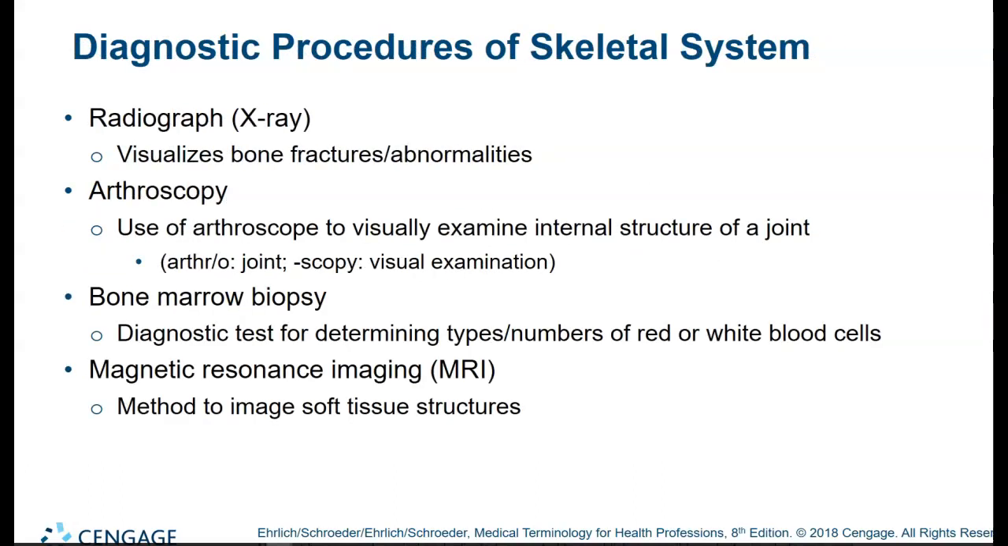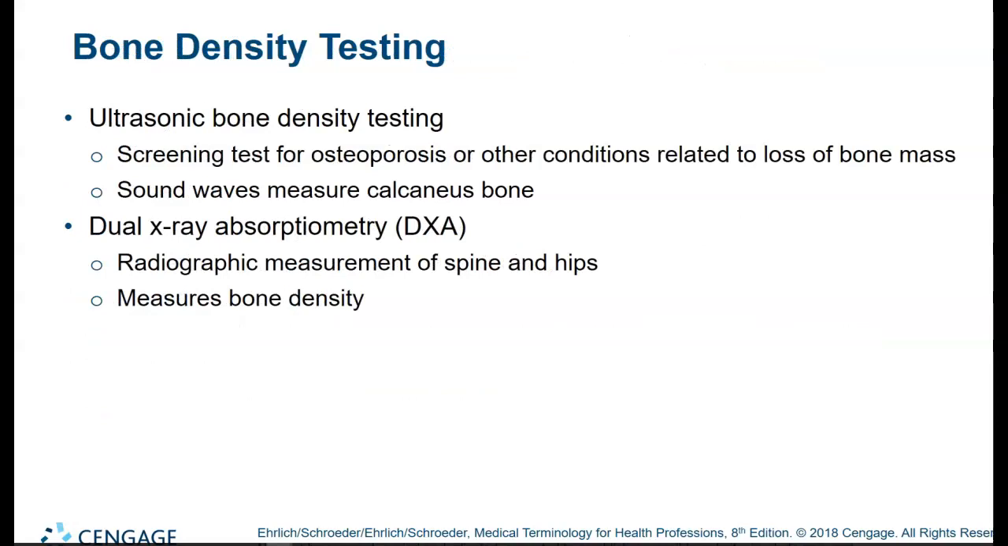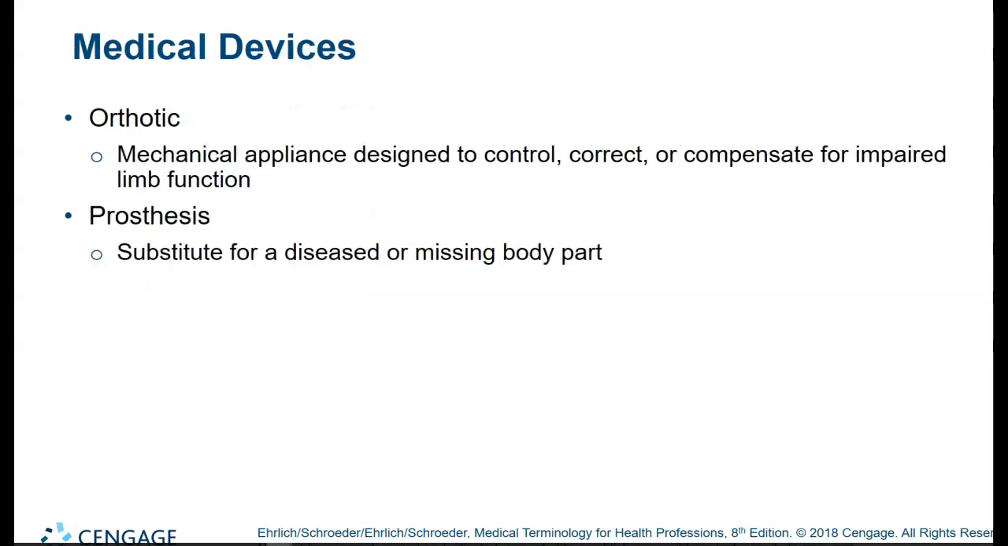How do we diagnose? Well, we're going to use an x-ray. We can do arthroscopy, where we're going to be looking at the joint. Again, if I ask you what this means, it's a visual examination of the joint. We can do a bone marrow biopsy. We can use MRIs. We can do bone density testing. DEXA is one of the most normal tests we see after the age of 50. They'll actually do a test to make sure that we don't have osteopenia or osteoporosis. It's one of the best diagnostic tools.